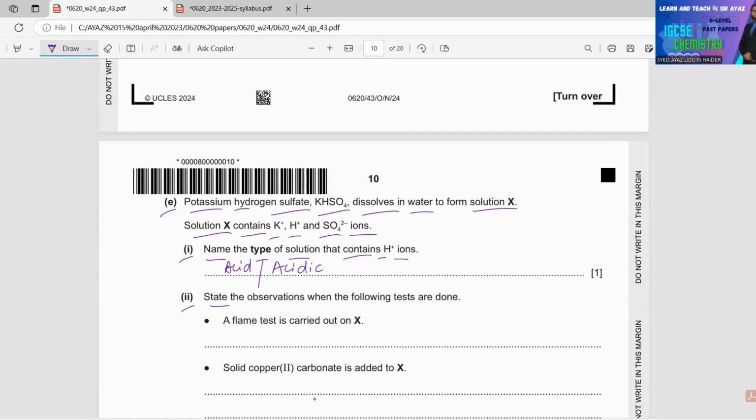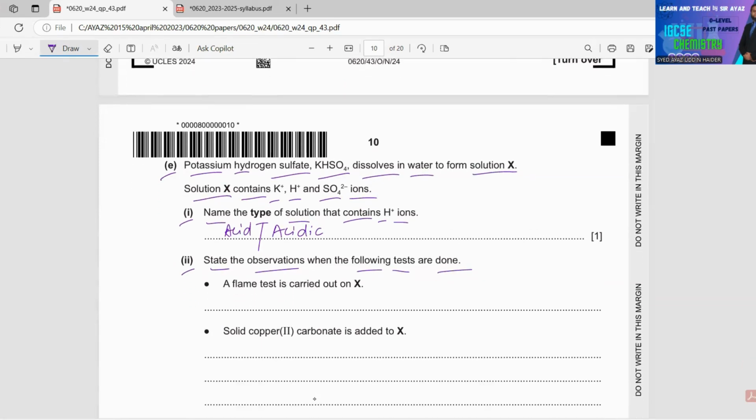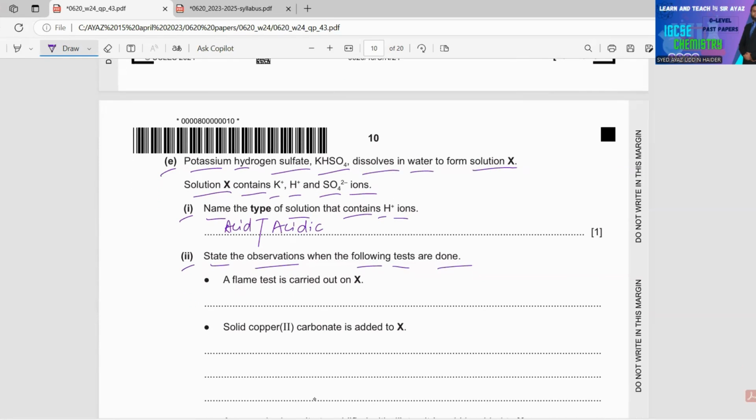Number 2, state the observations when the following tests are done. A flame test is carried out on X. You see X containing K+ ion. So the flame test is due to K, so potassium. So it will give a lilac color. So I'm going to write lilac here. It's due to the potassium ion.